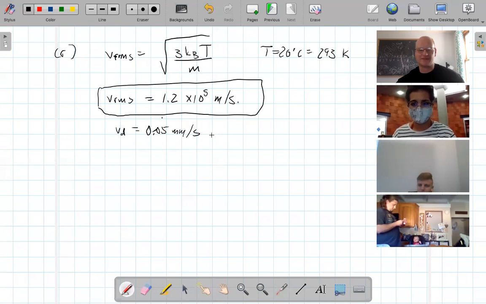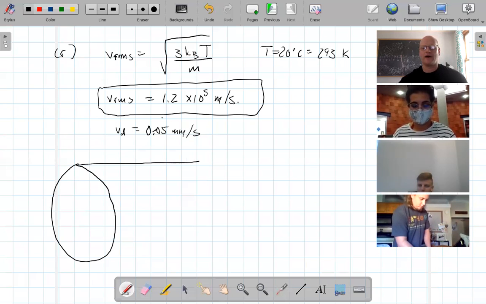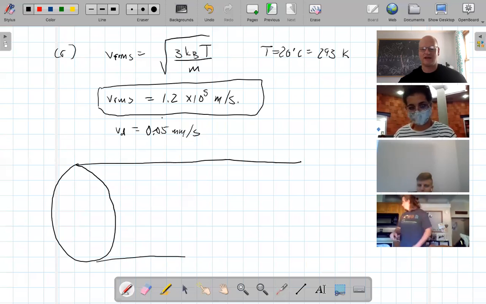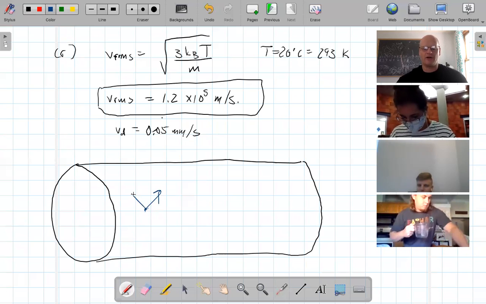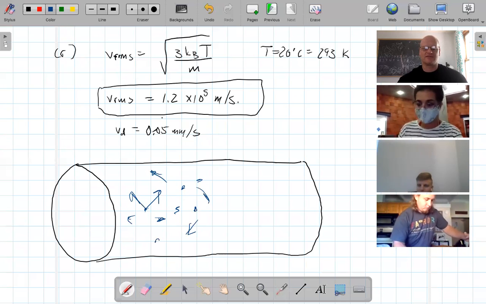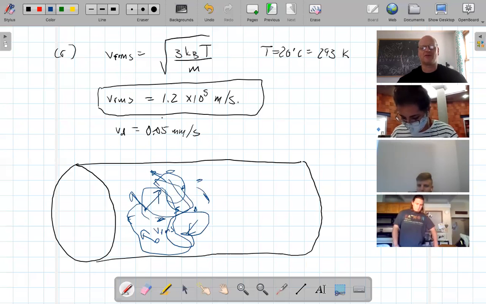So it's a drastic difference between the two. This actually gives us a good idea of what the particles are doing on the inside. If I look at my wire, let's draw a big cross-sectional area for the wire. What's really happening inside the wire is that the electrons are moving around in all kinds of different directions, like a cloud of electrons, with an RMS velocity on average. So I have all of these electrons zipping around in all kinds of different directions.